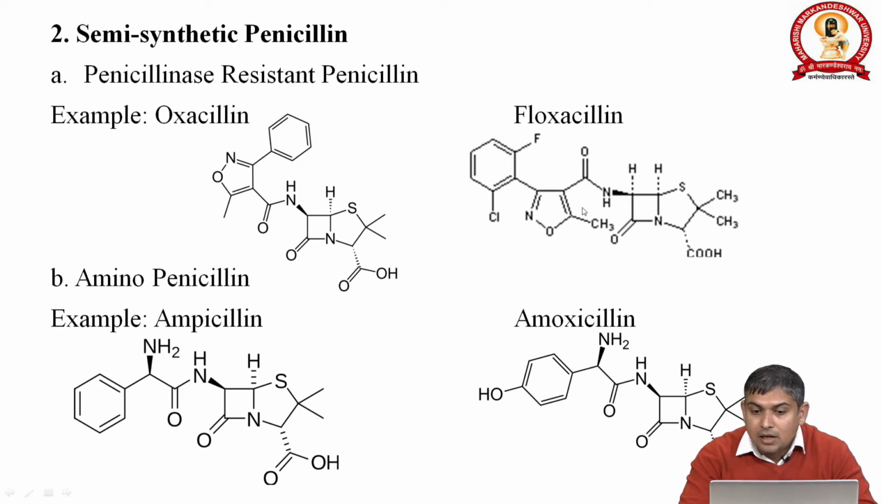The second example of penicillinase resistant penicillin is flucloxacillin. Flucloxacillin is again represented by the presence of the R substituent in the form of this substituted isoxazole ring having a methyl substitution and a substituted phenyl, a chloro and fluoro substituted phenyl ring, having chloro and fluoro substitution at both the ortho positions. Now we come to the second subclass of semisynthetic penicillin, that is aminopenicillins.